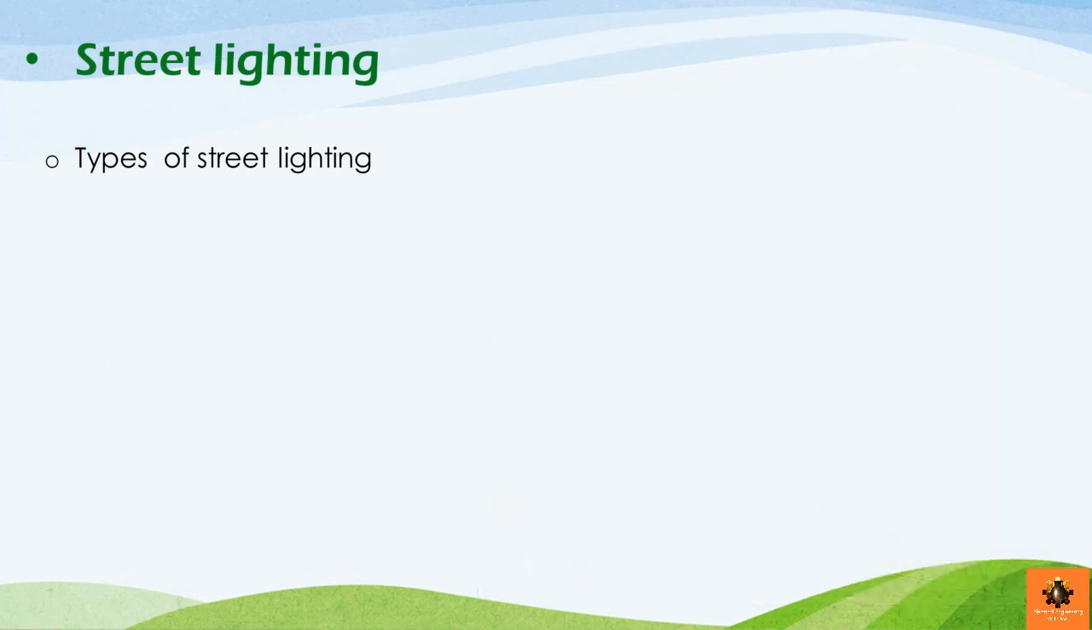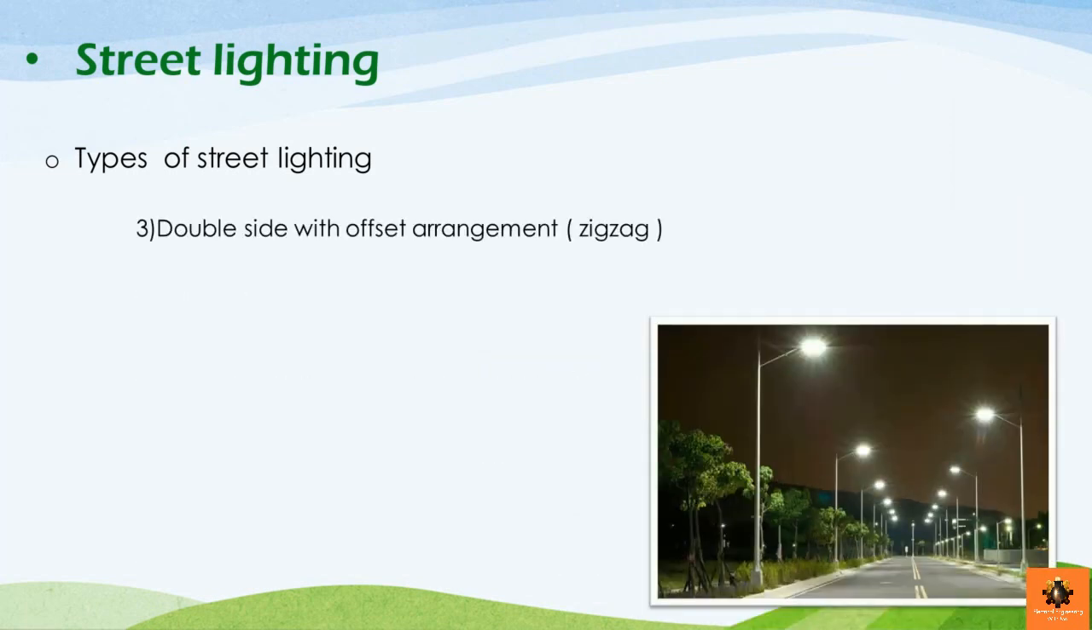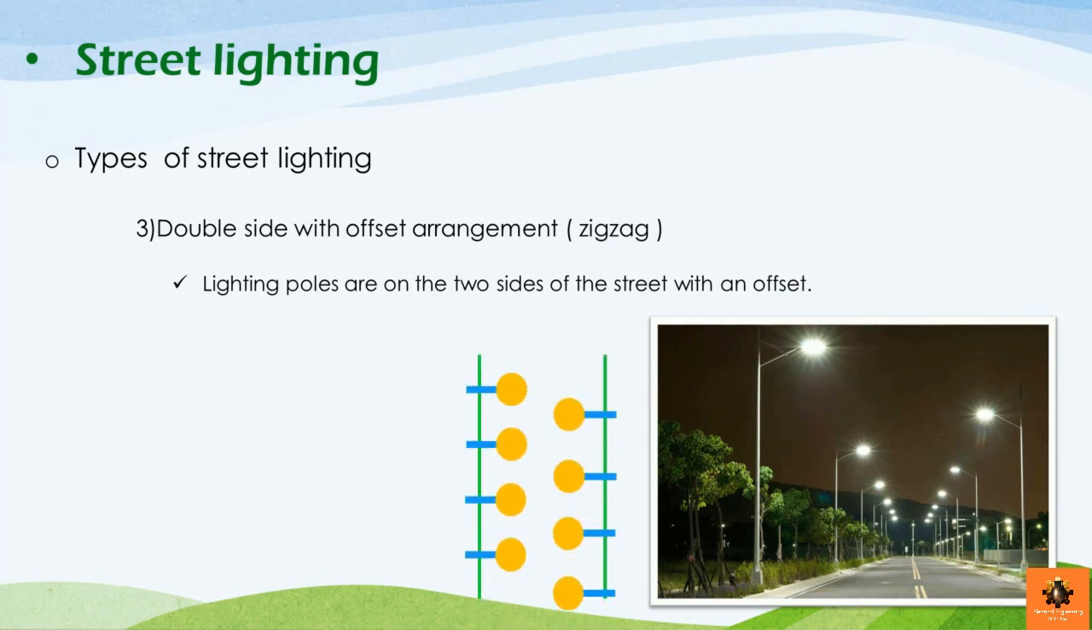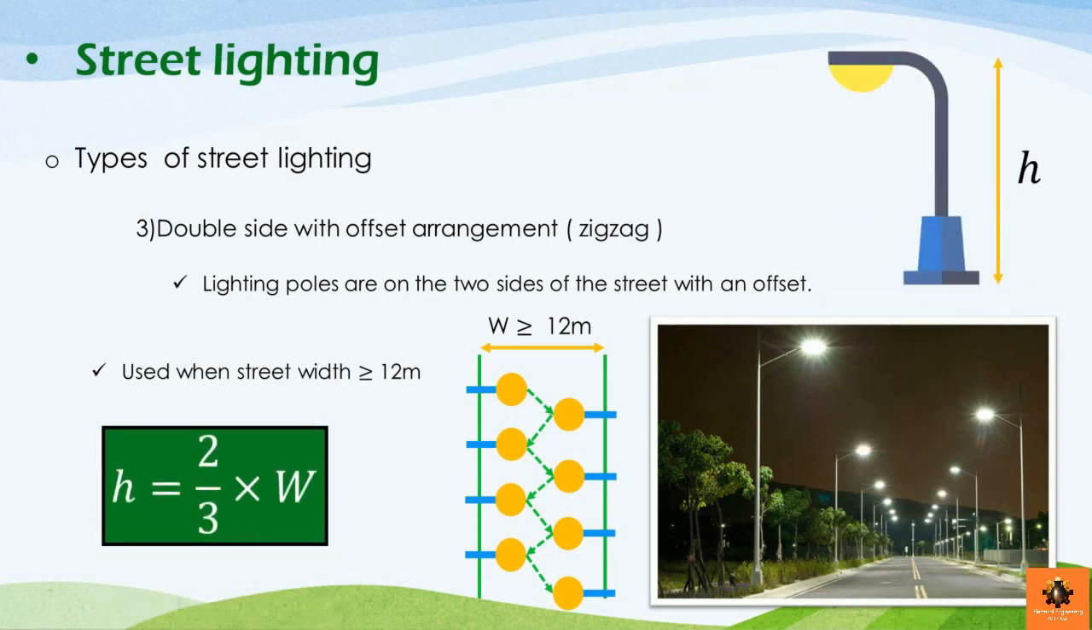Now the third type of arrangement is the double side arrangement, but in that case, the poles are not opposite to each other, but they have an offset from each other. It's called the zigzag type, as the luminaires on the two sides make a shape of zigzag. And this means that the luminaires are not in front of each other, but there is an offset distance between the luminaires on one side and the luminaires on the other side. And we use that method if the street width is larger than or equal to 12 meters also. But in that case, the lighting pole height will equal 2/3 of the street width.